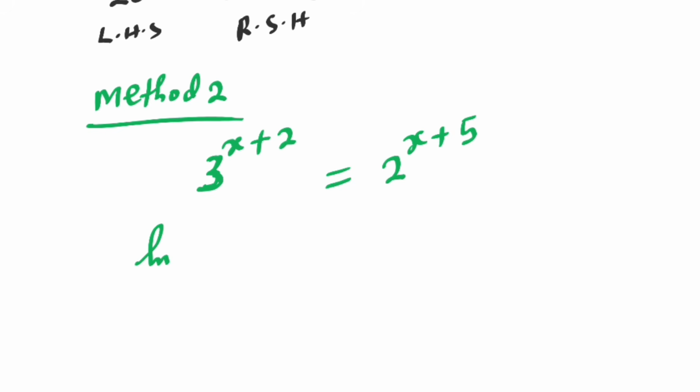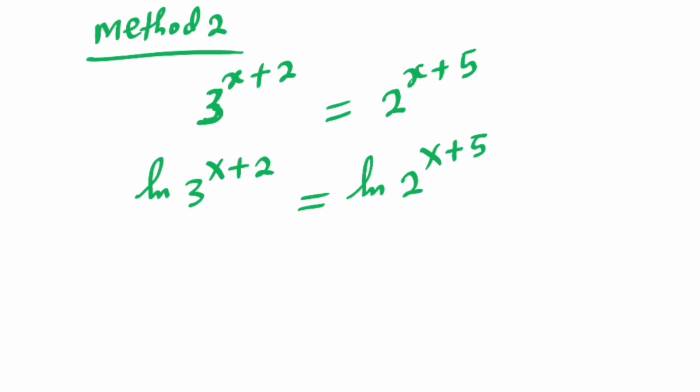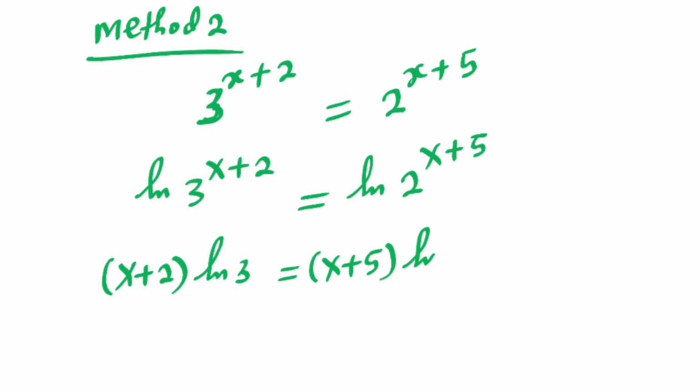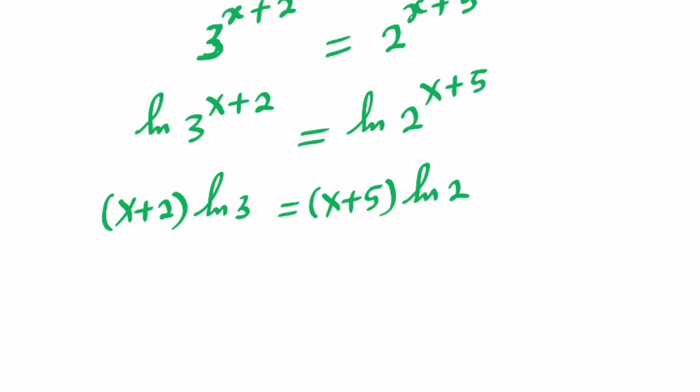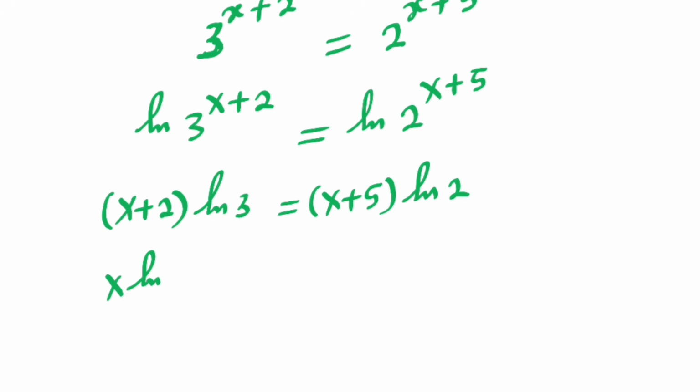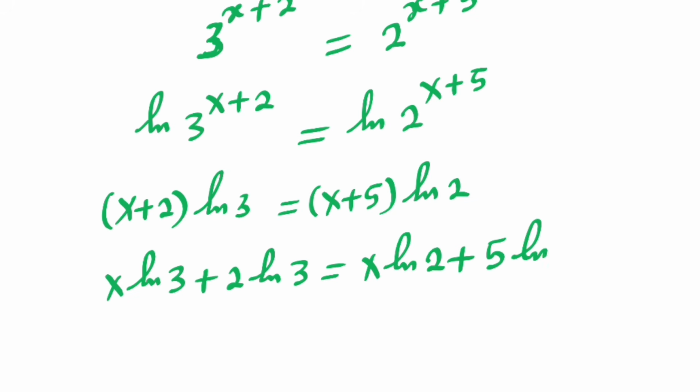Let us take the natural log on both sides of this equation. We have ln of 3 raised to power x plus 2 is equal to ln of 2 raised to power x plus 5. Now this is x plus 2 ln of 3 is equal to x plus 5 ln of 2. If you open the bracket, we have x ln of 3 plus 2 ln of 3 is equal to x ln of 2 plus 5 ln of 2.